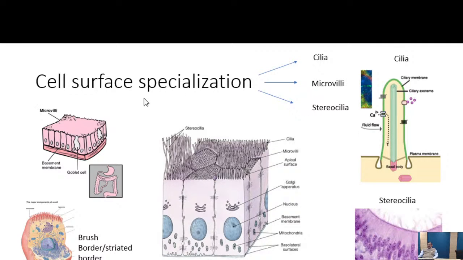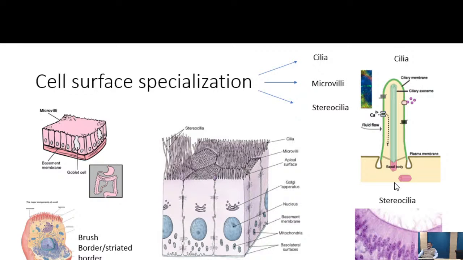So the cell surface specializations we are looking at can be microvilli like this. It can be a projection from the cell surface called cilia, or there are also projections from the cell surface that are not motile.